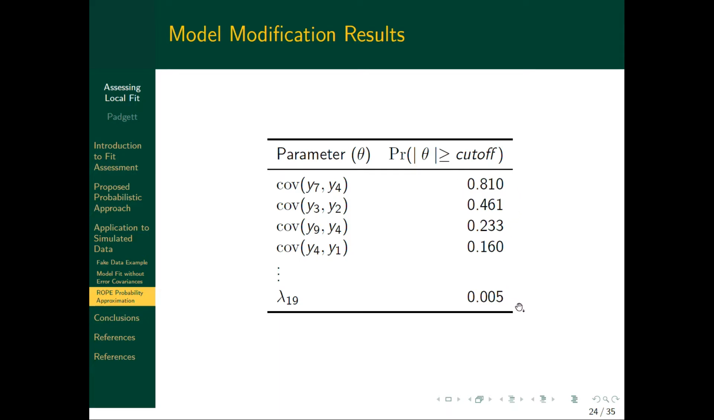I included the factor loading down here because the loading between factor 1 and item 9 was the highest probability found for a factor loading. Basically, this tells me that the issue is very likely to be in one of the error covariances and not a factor loading, because so many of the error covariances have a much higher probability of being outside that rope that we care about.